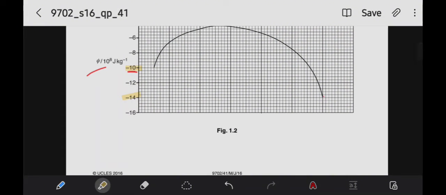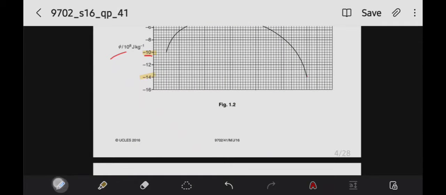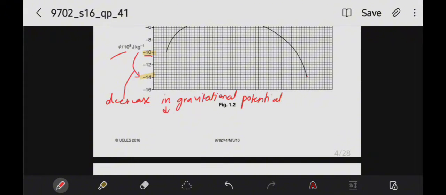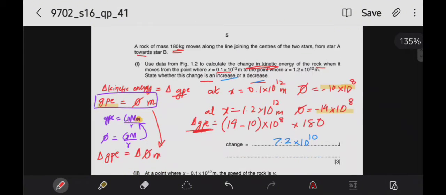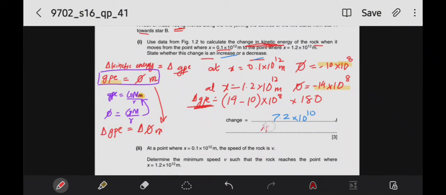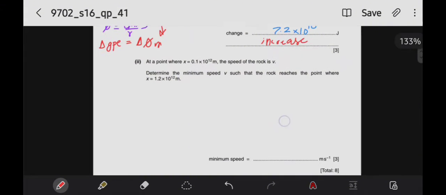And if there is a decrease in gravitational potential energy, it means that energy is being converted to kinetic energy. Or you can say that decrease in gravitational potential energy is equal to increase in kinetic energy. So let me just write it down here. Kinetic energy. So the change in kinetic energy is an increase. That's it for this part.